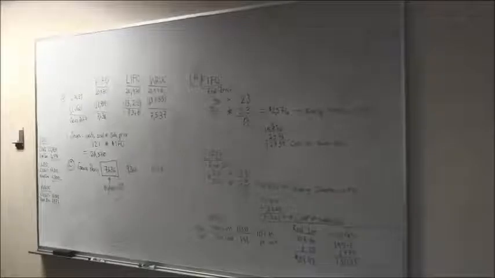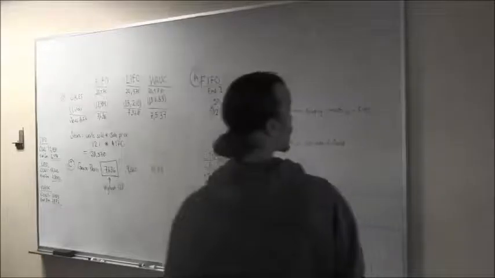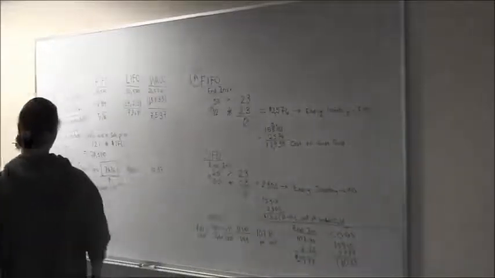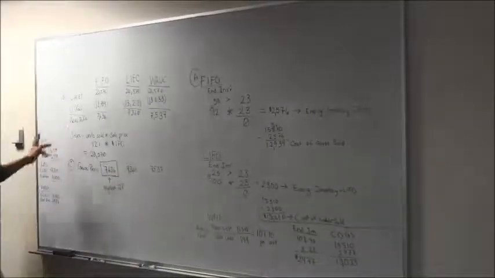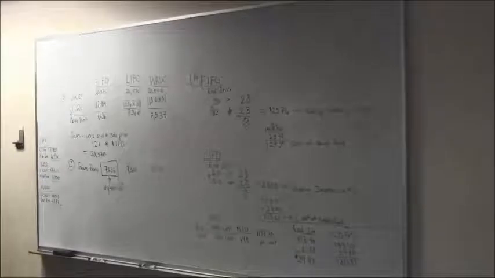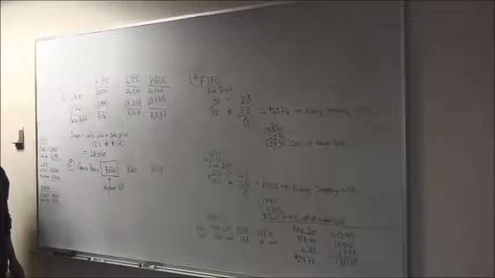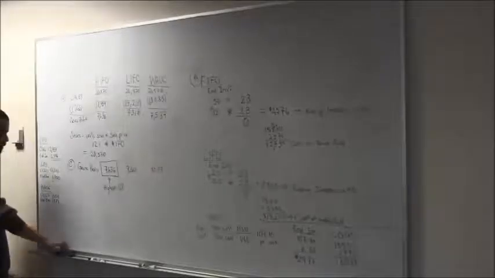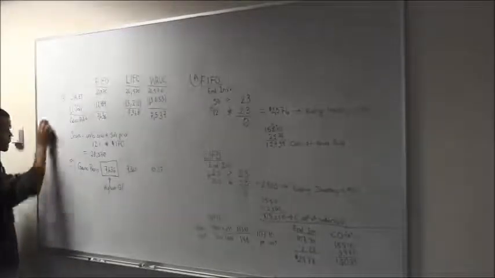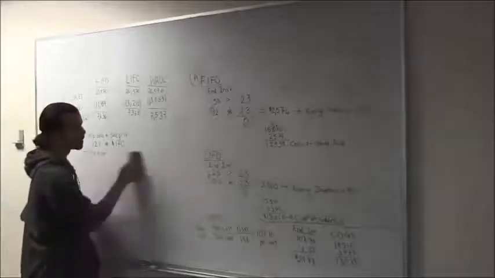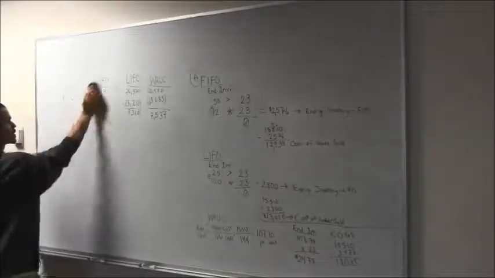Chapter 8, question 1. At December 31st, 2015, Dallas Company had a balance of $400,000 in accounts receivable and $25,000 in the allowance for doubtful accounts. Does everybody have this written down? Okay, you got it? Yeah. All right. So now, what kind of problem is this?